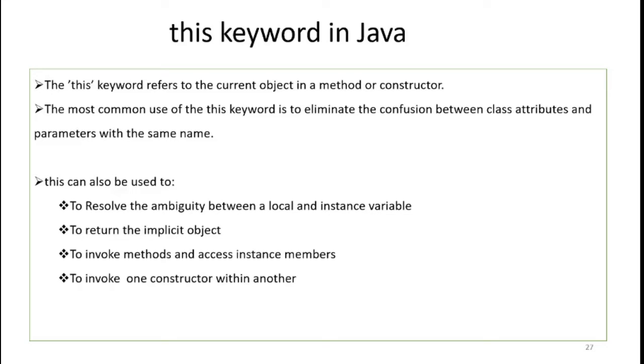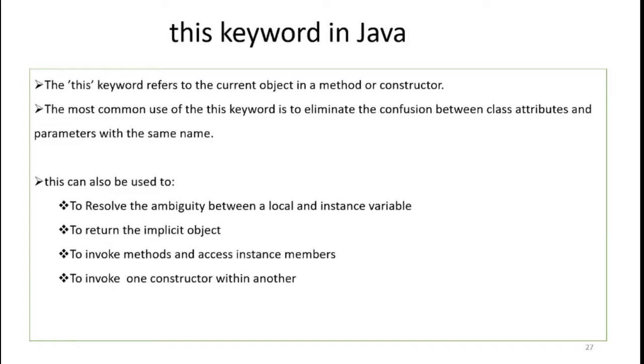constructor. So whenever we want to resolve the ambiguity between local and instance variable, what does this mean? When the local variable has the same name as the instance variable, the local variable hides the instance variable. Hence, this can be used to specify instance variable. So here we can make use of this keyword to specify instance variable. Secondly, in some cases, a method may want to return the implicit object itself. In such a case, we can make use of this for returning.